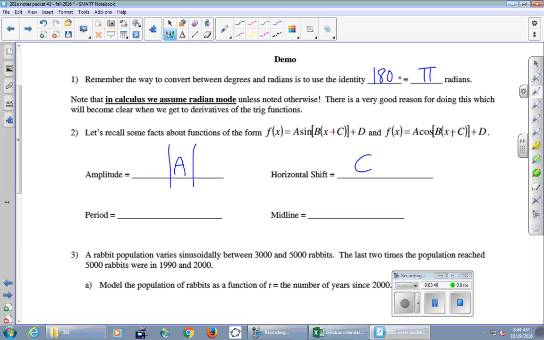The period is actually not one of these 4 letters, but it's related to one of the 4 letters. Which one of the 4 letters affects the period? It's B, and normally the period of sine of x is what? Not pi, but 2 pi, right? A complete cycle of the sine function happens over the horizontal distance of 2 pi. But that B has the effect of either smushing or stretching horizontally, and 2 pi over b is the new period.